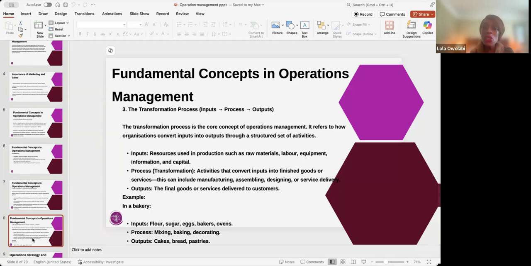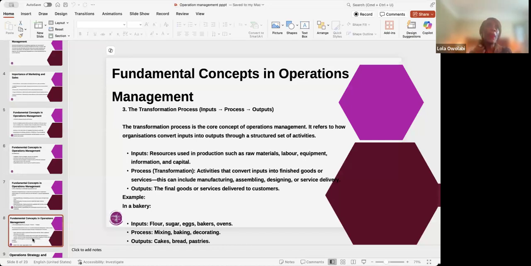So the transformation process is the core concept of operations management. It refers to how organizations convert inputs into outputs through a structured set of activities. So in short, almost like a theory of change, you understand? So you put in your inputs. That's your resources used in production, such as your raw materials, your labor, your equipment, your information, your capital. Let's look at that cake.